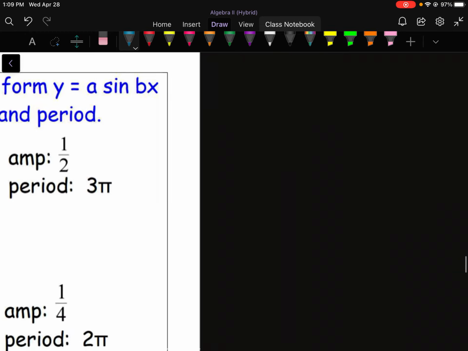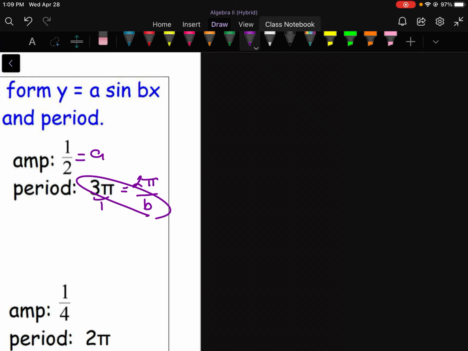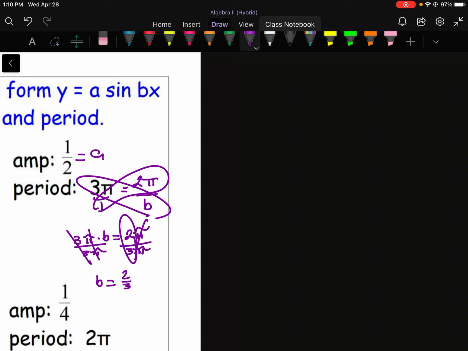Okay, I'm going to try another one, probably going to hop off to the side here, but my amplitude A is 1/2. And then if I want to find my b value, I take my period, set it to 2 pi over b, and then you can make it over 1, and then cross multiply. So 3 pi times b equals 2 pi. We can divide both sides by 3 pi to get b by itself. So the pi's cancel, the 3's cancel on the left side, so b equals 2/3.